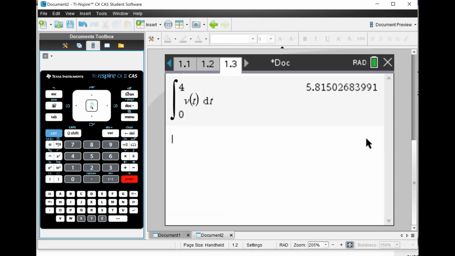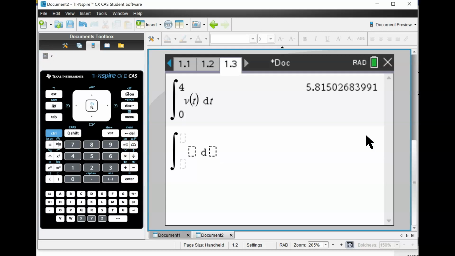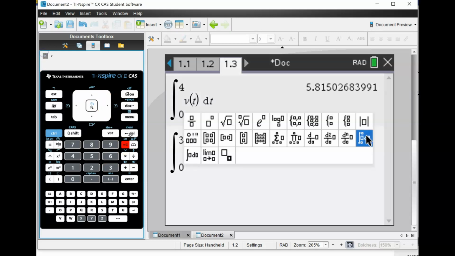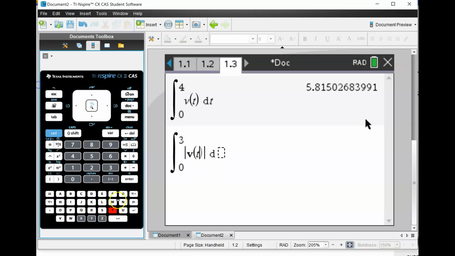So your total distance is going to be from 0 to 3. Now again, I'm going from 0 to 3 because it said from t equals 0 to t equals 3. And then the absolute value bars, which look like LOL, and then v of t. So we get 5.301.